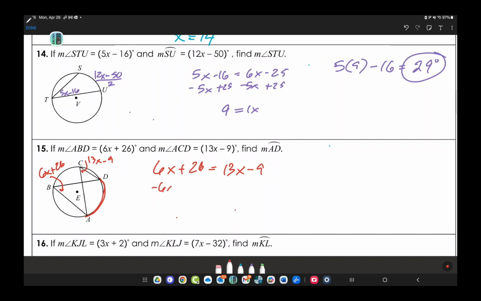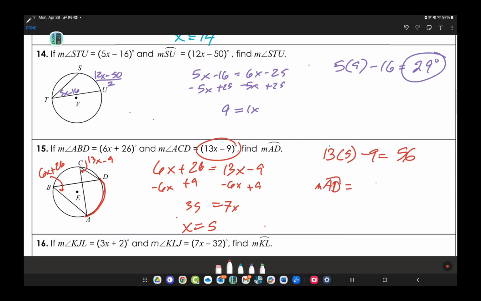So subtract 6x, 7x, add the 9, 35, x equals 5. And they want the measure of arc AD. So plug that into either one of these. Let's say this one. 13 times 5, which is 65, minus 9, 56. And since that is half the measure of the arc, measure of arc AD is 112 degrees.